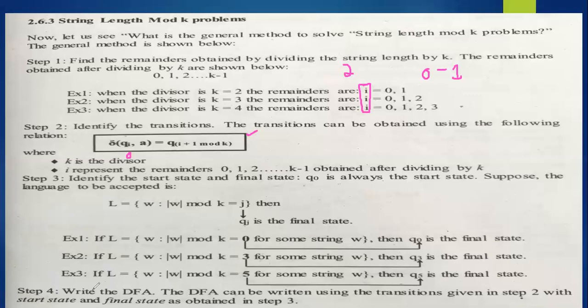Then later, after finding the transitions using these three formulas or procedures, write the DFA. The DFA can be written using the transition given in step number 2. Using this formula, we need to write the transition table, using which we generate the DFA. Clear? Okay, so we'll move on to problem number 1.